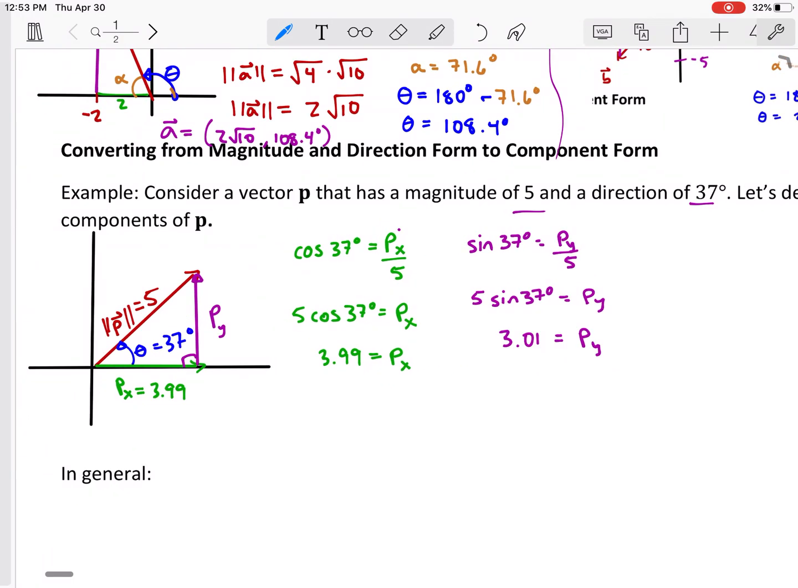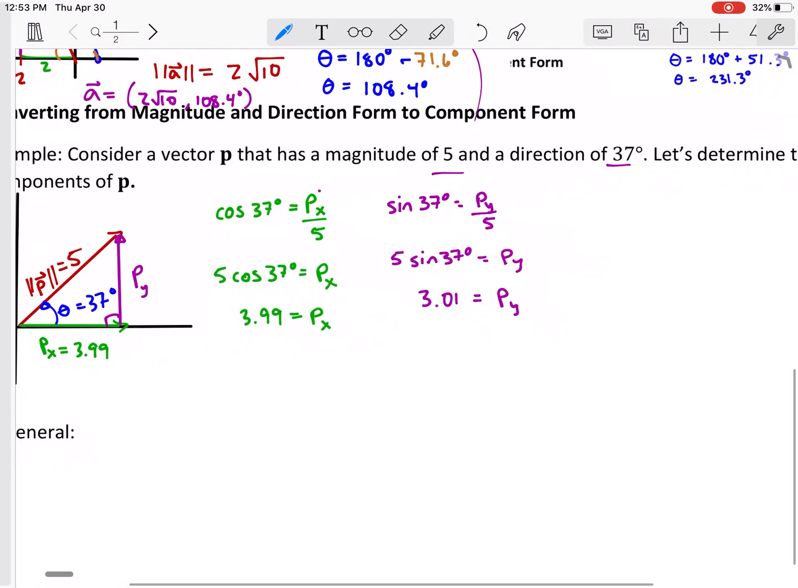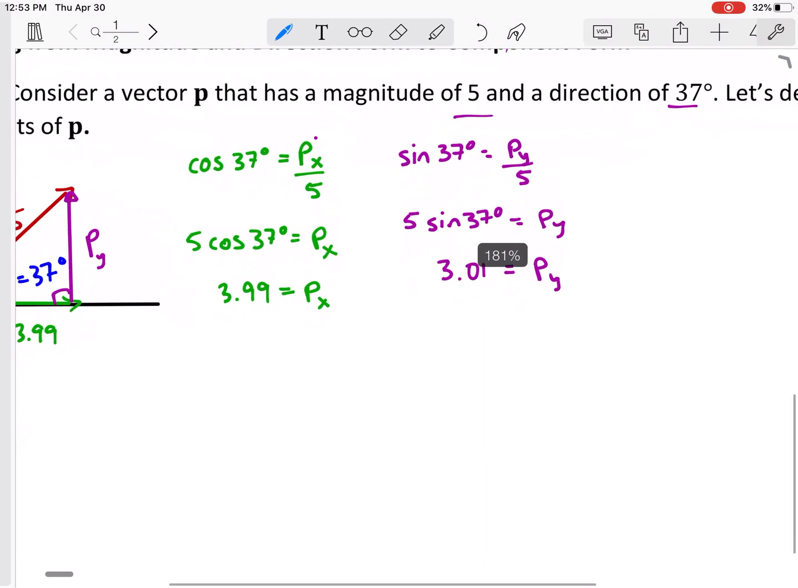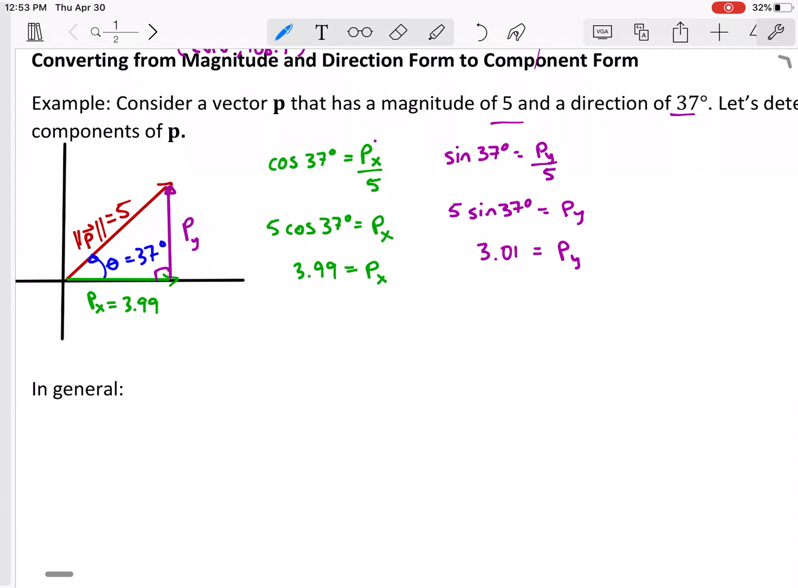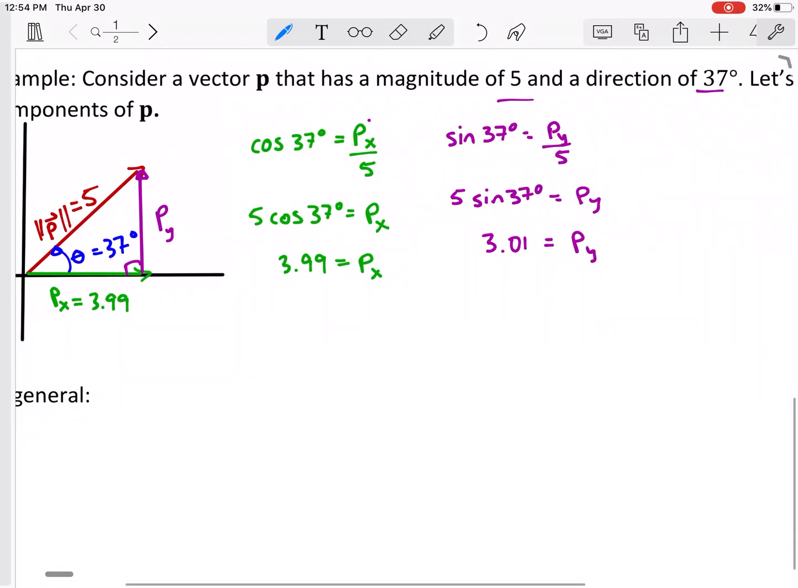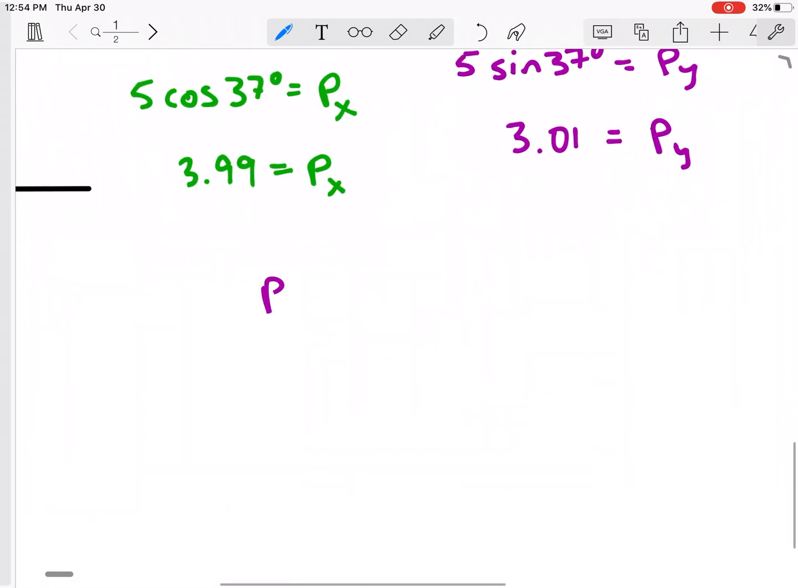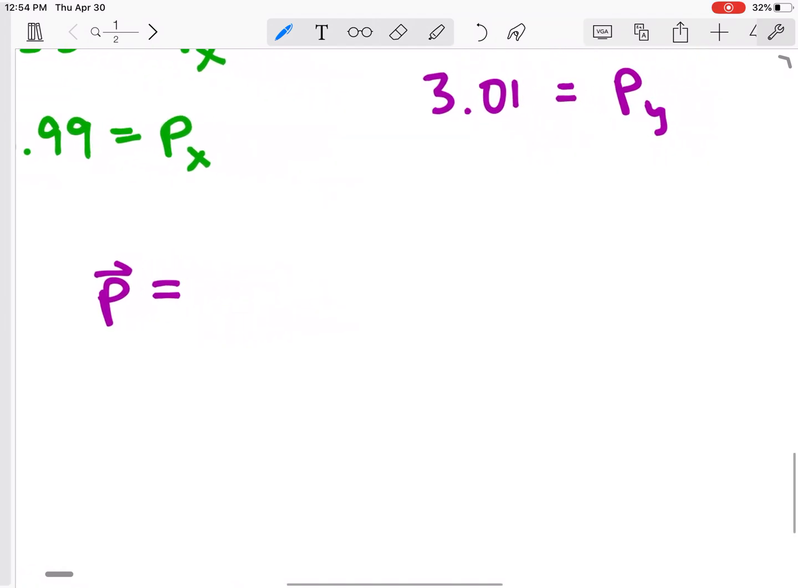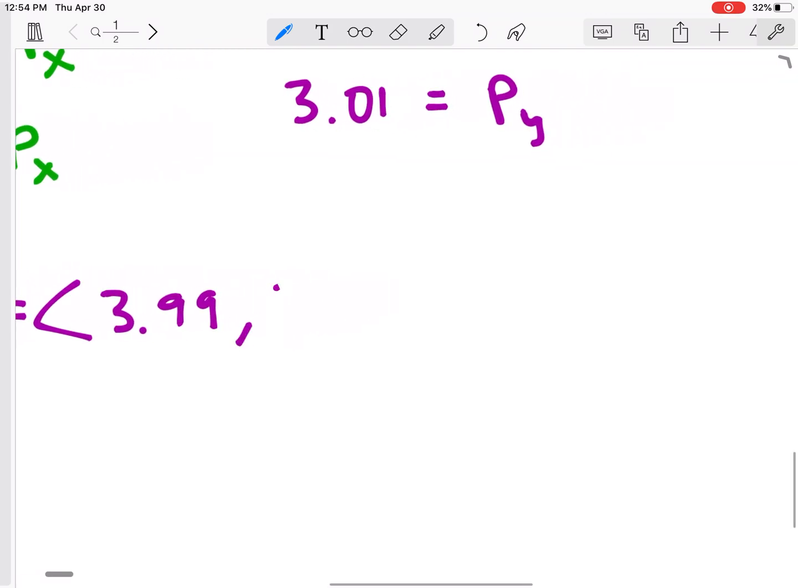Notice those are really close to 4 and 3, sorry. So there, we have our components. This vector P in component form is 3.99, comma, its vertical component is 3.01.